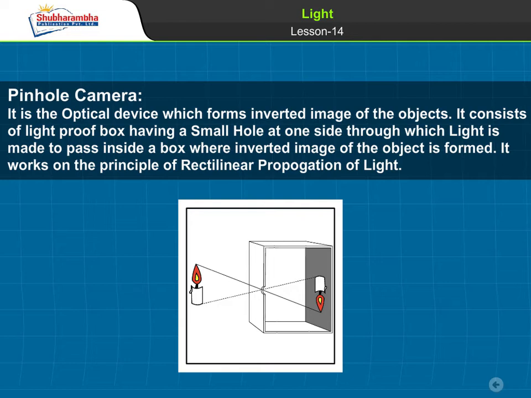Pinhole camera. It is the optical device which forms inverted image of the objects. It consists of light-proof box having a small hole at one side through which light is made to pass inside a box where inverted image of the object is formed. It works on the principle of rectilinear propagation of light.